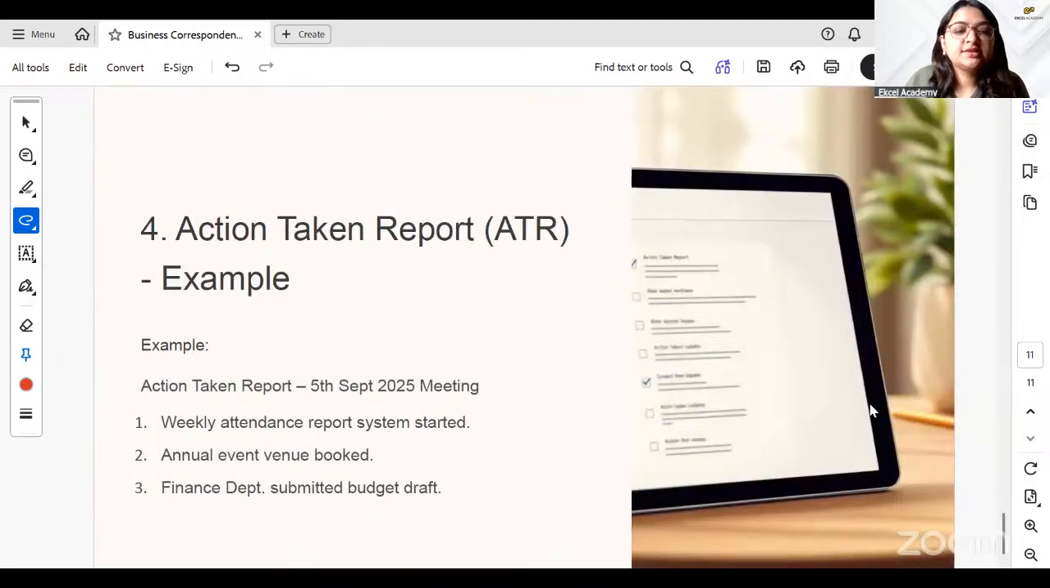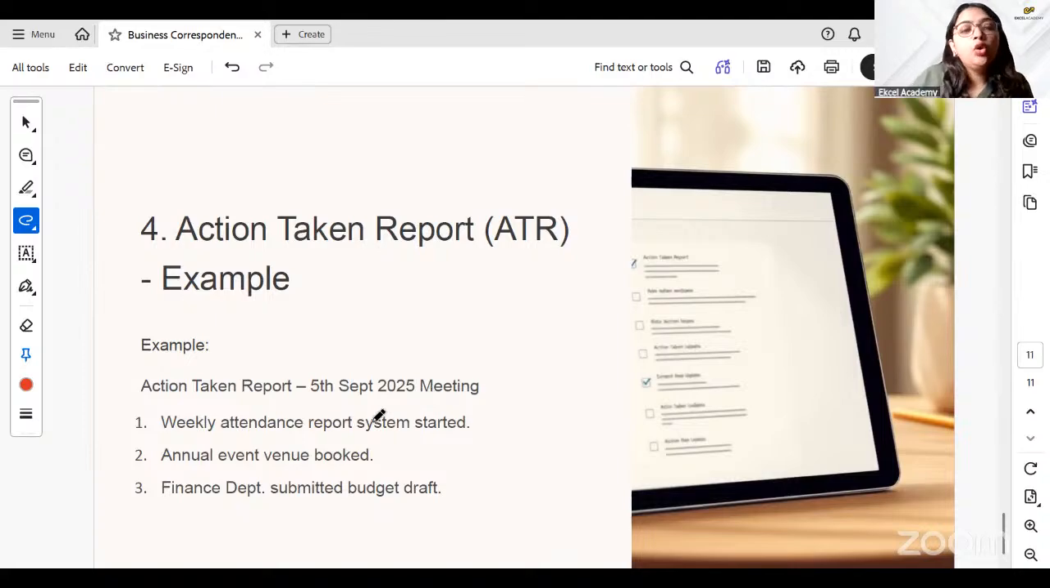And then there's just an example report here saying weekly attendance report system has started, annual event venue booked, and your finance department submitted the budget draft. So action taken report is very important so that you are actionizing the items. Let's say there's no ATR, then you would hold the meeting, say on 28th February, then in the next meeting, say on 15th May, you will still be discussing the same points. You will not see any progress in your project schedules.